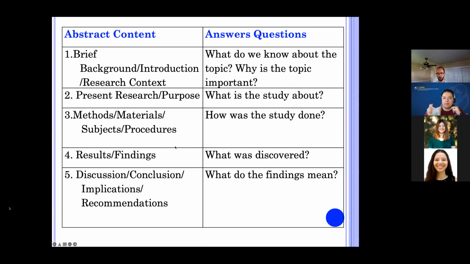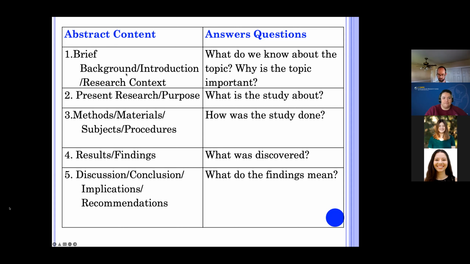How was the study or the project done? Results and findings, what was discovered? And again, here, if it's promissory, if it's anticipatory, you can say, this is what I think we'll find. And then you really want some meat of discussion, implications. Why does this matter? What do the findings mean? And so really, in terms of bulk, the majority of your space should be devoted to these last three. And many students tend to devote way too much space to the first one.